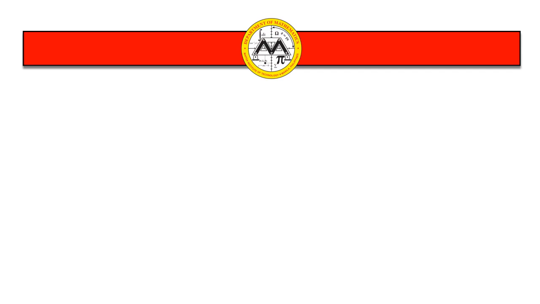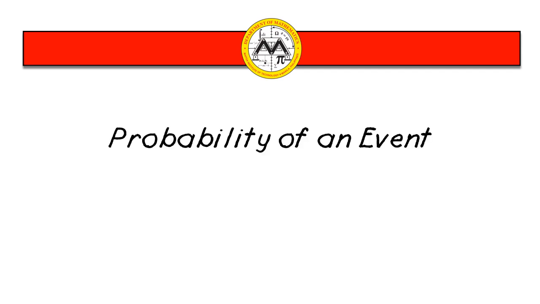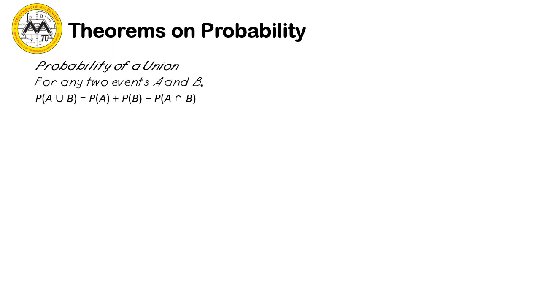Hello everyone. We're going to continue the discussion about probability of an event. Let's have the theorems on probability. The probability of the union of two events A and B is the sum of the probabilities, P of A plus P of B, minus the probability of their intersection.